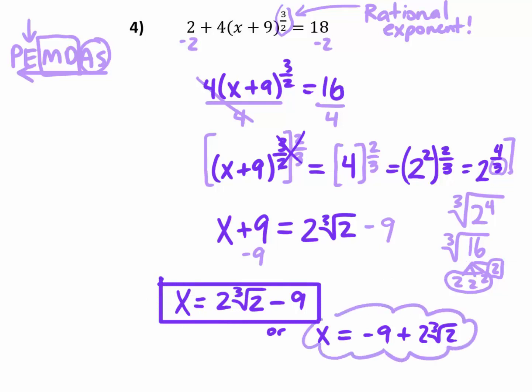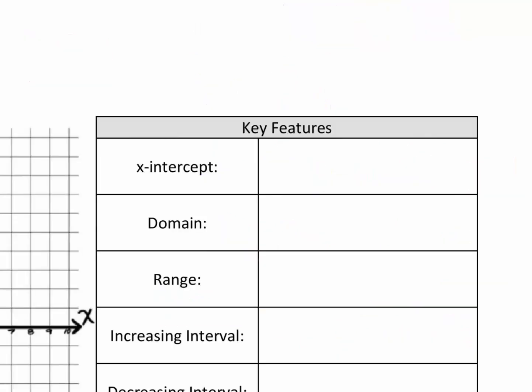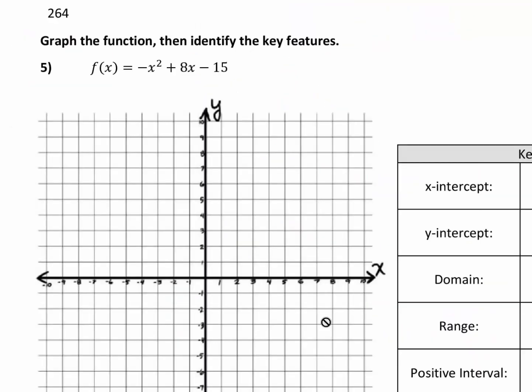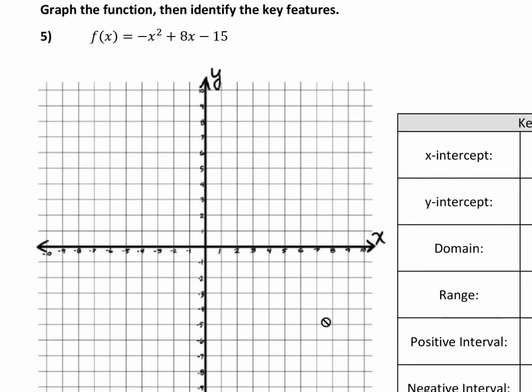So hopefully those 4 questions gave you a nice variety of problems to look at. And we're going to maybe step away from solving on the front page and look more at graphing here on the second page. So let's go ahead and flip over. Okay, so on page 264, if we look at the instructions, graph the function, then identify the key features. So we're going to be ending up over here with this key features table and talking about the different qualities of our graph. But first we have to see the graph.